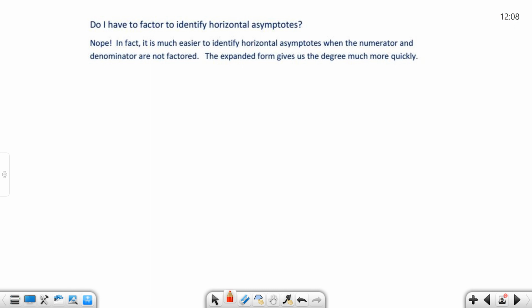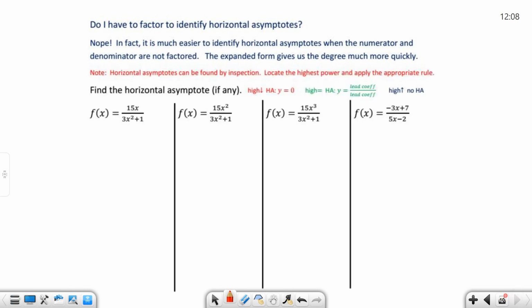So if you have it expanded, you can see the degree much more easily. Now, if it's factored, you can figure out the degree. You can say, well, if I multiply this together, it will be this. But it's much easier when it's expanded or multiplied out, simplified, however you want to say it, to find those degrees and look, where's the highest power? Because it's an inspection and kind of glance at it and see.